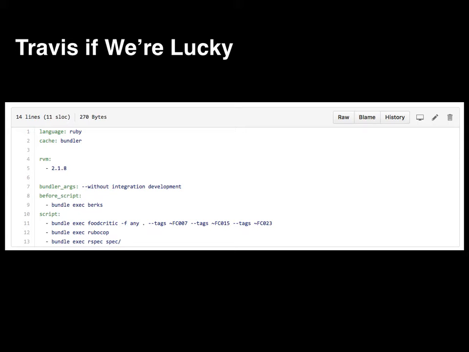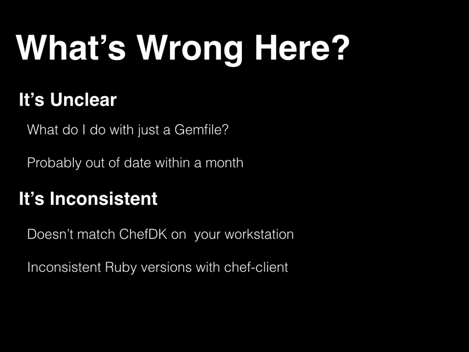Like a pretty simple thing. We're testing here in Ruby 2.1.8. We're installing without that development group. We're doing a Berks install, and then we're running Foodcritic, Rubocop, and ChefSpec there. Nothing really amazing. What's wrong with it though?